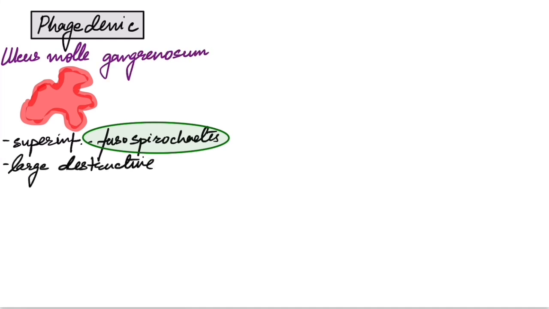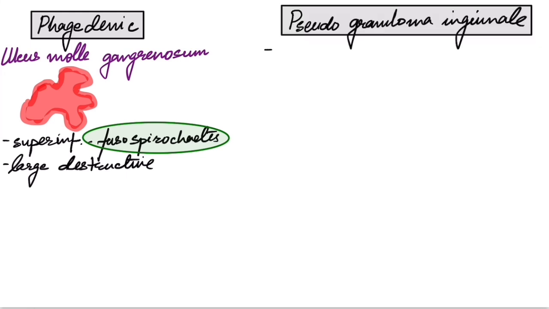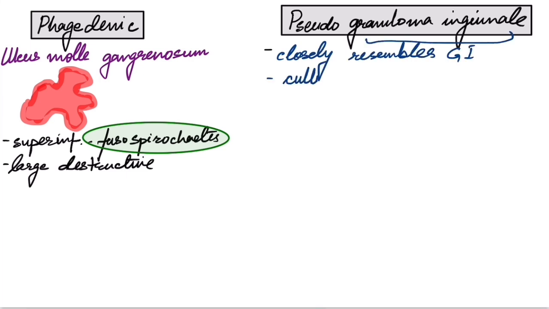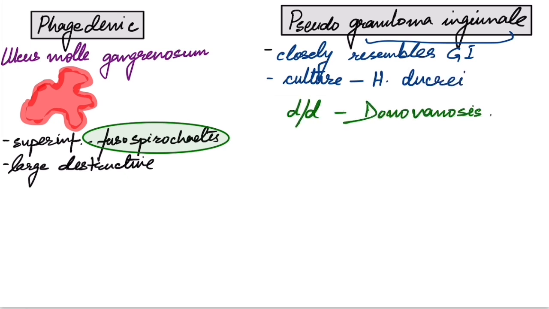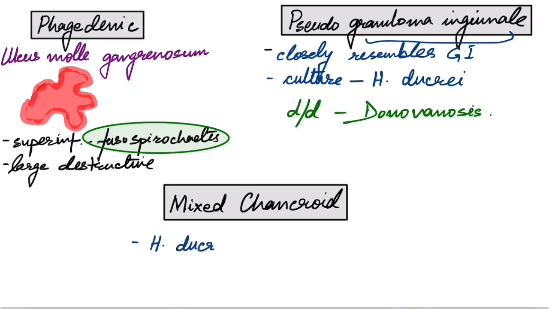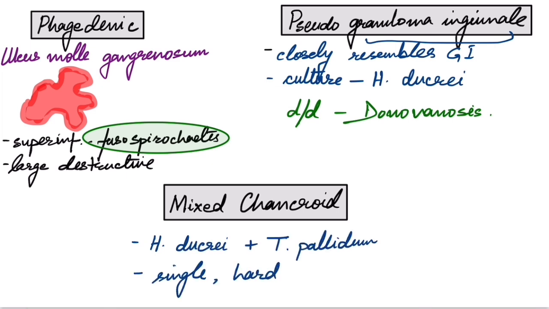Now the eighth one is the pseudogranuloma inguinale. Here the ulcer morphologically looks like donovanosis, the granuloma inguinale. But when you culture the organism, it comes out to be Haemophilus ducreyi. The differential will be donovanosis. This is the last one, the mixed Chancroid. The ulcer here is a hard and indurated single ulcer. It is by coinfection of H. ducreyi and T. pallidum. This was all about the variants.